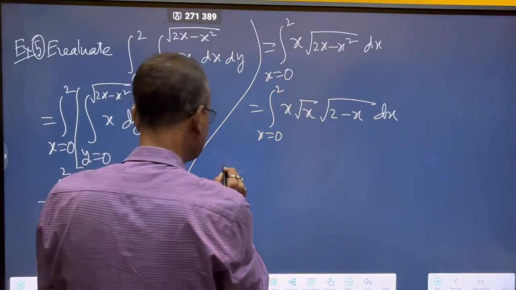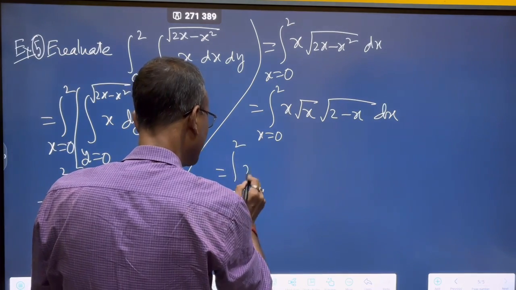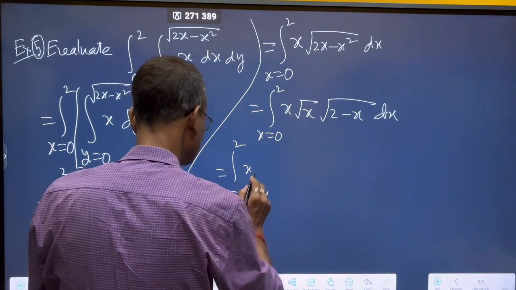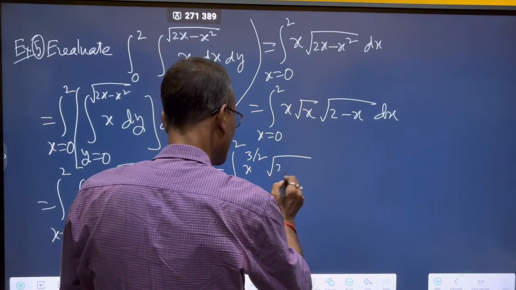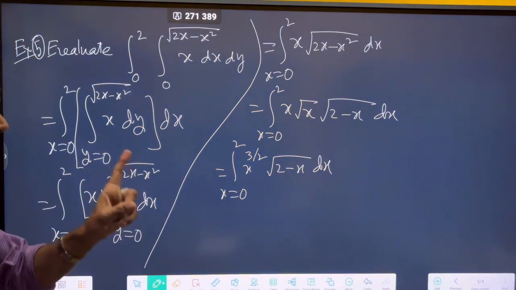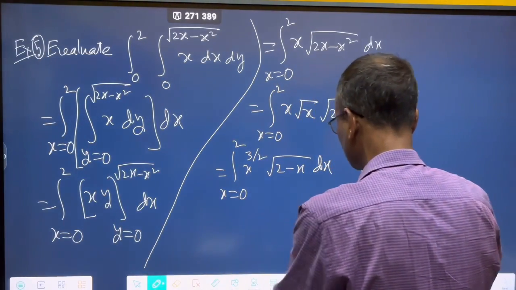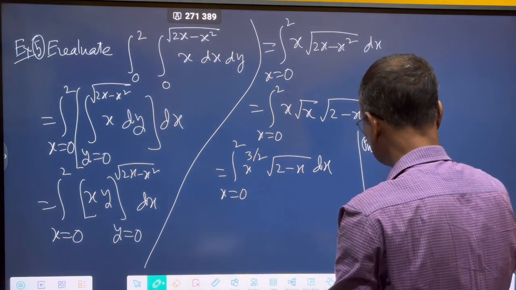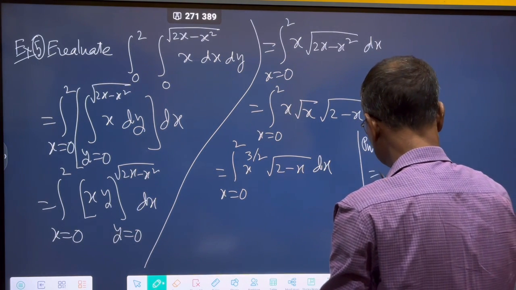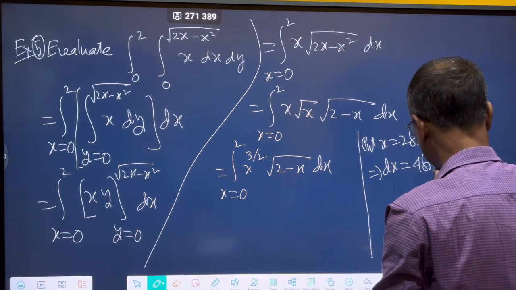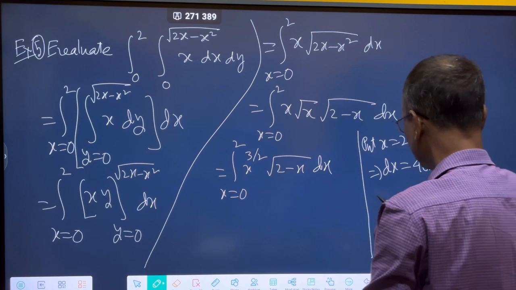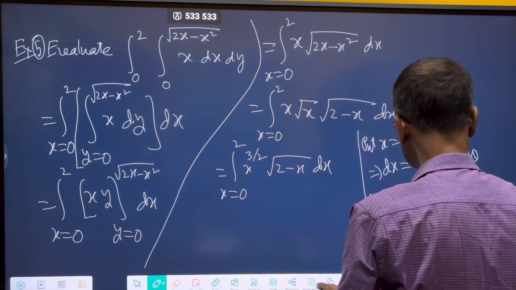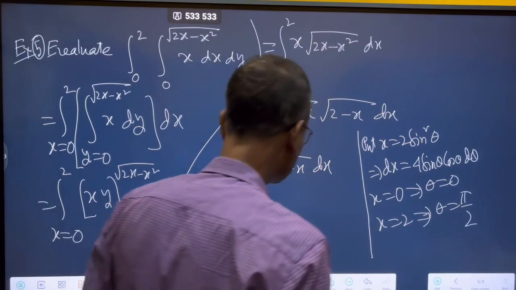This is equal to the integral from x equal to 0 to 2 of x to the power 3 by 2 times root over 2 minus x, dx. Now to integrate this one, put x equal to twice sine square theta. This means dx equal to 4 sine theta cos theta d theta. x equal to 0 implies theta equal to 0, and x equal to 2 implies theta equal to pi by 2.